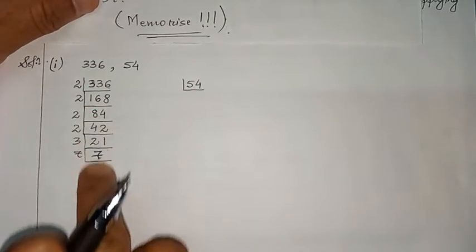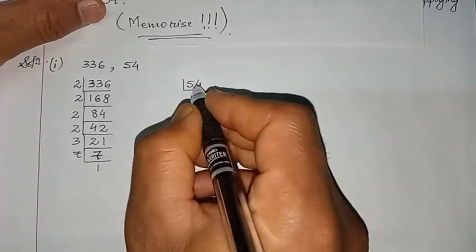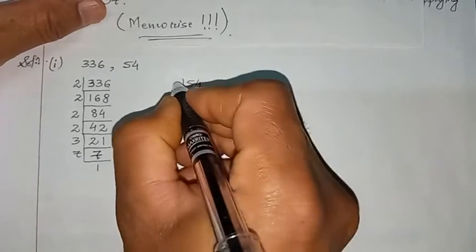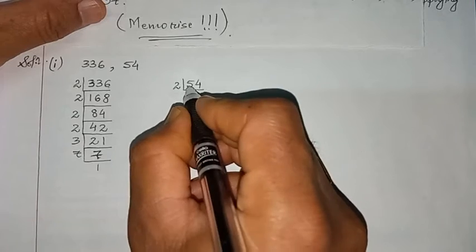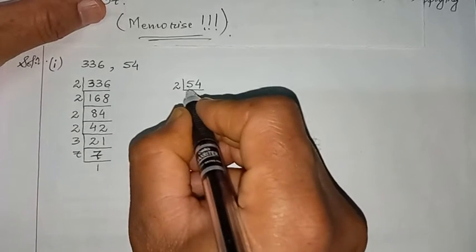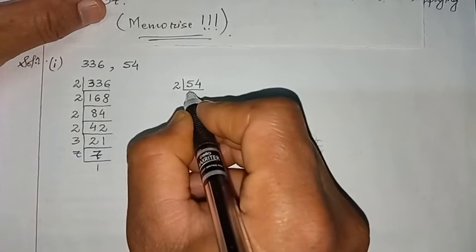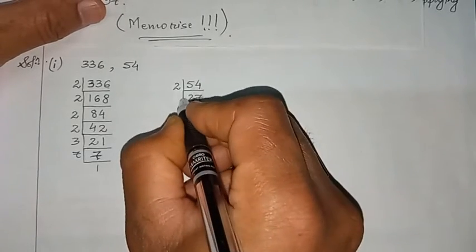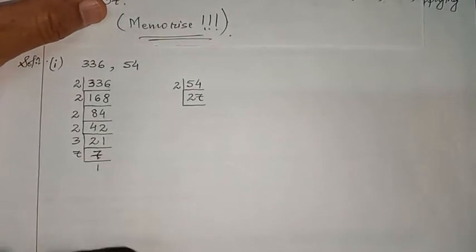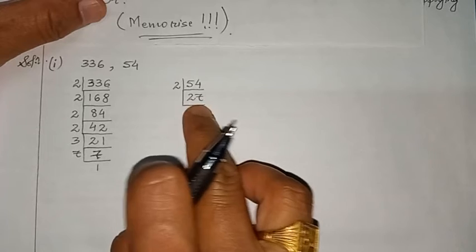So prime factorization finished here, okay. Then let's do the same way for 54. 54 is even, so we'll divide by 2. We take only 5 first. 2 1s are 2, 2 2s are 4, 2 3s are 6, 6 is big, so 2 2s are 4. 5 minus 4 is 1. The 1 joins with 4, making 14. 2 7s are 14. So now it has come to be 27.